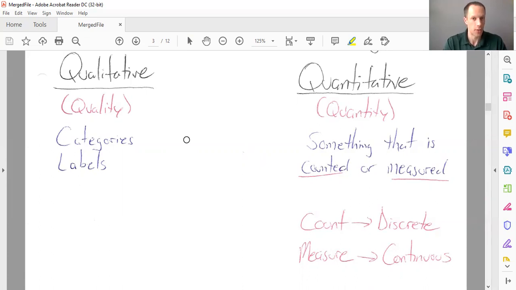Think about your social security number. That's a number, but it's not counting or measuring anything. It's a label. It's an identifier that identifies you. So we would say that social security number, even though it's a number, is qualitative data, not quantitative. Okay, so if you're trying to make that distinction between what's quantitative, what's qualitative, the best way to do it is to ask yourself, am I counting something or measuring something? If you are, that's quantitative data. If you're not, then you're dealing with qualitative data.